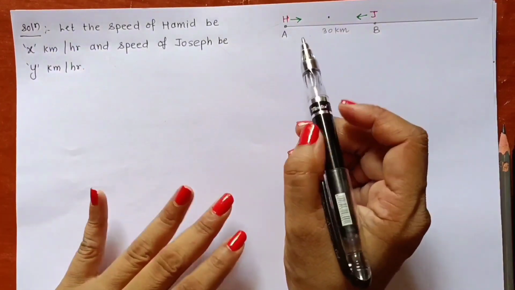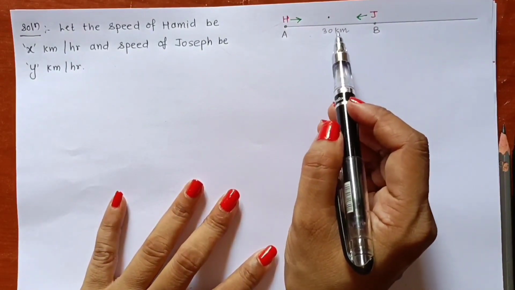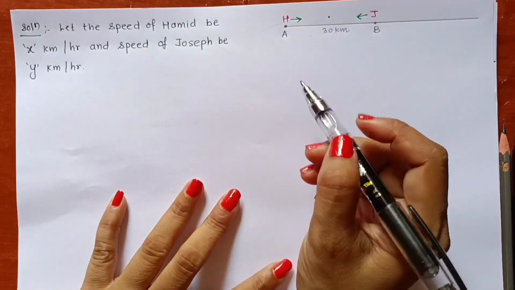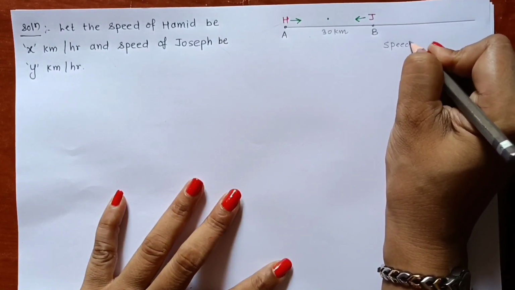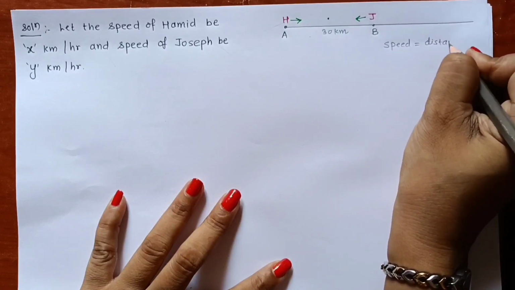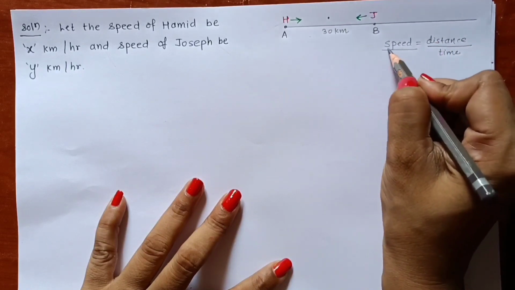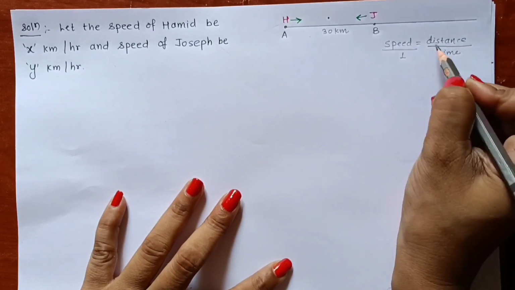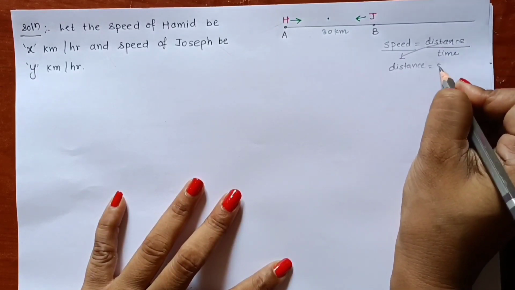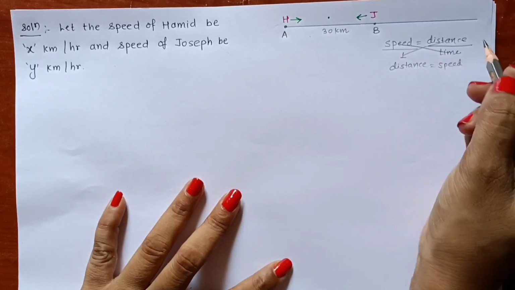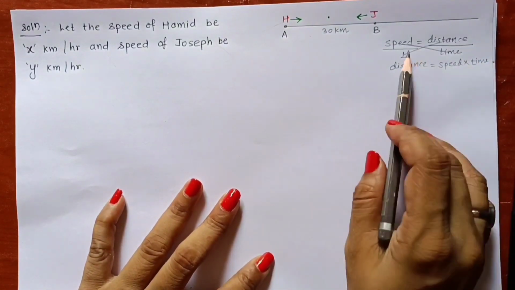Now what we know: Hamid goes from A to B and Joseph goes from B to A, and they cover this 30-kilometer distance in 20 minutes. We all know the formula of speed. Speed is equal to distance upon time. If you cross multiply, distance is equal to speed multiplied by time. So this formula we are going to use.